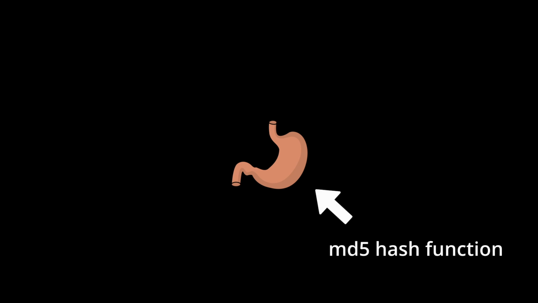And the really cool thing about this stomach is that it digests anything. You can give as input a single letter or an entire book with thousands and thousands of characters, and you will always get a sequence of 32 characters. Or at least this is what happens with the MD5 hash function, but there are also other types of hash functions.